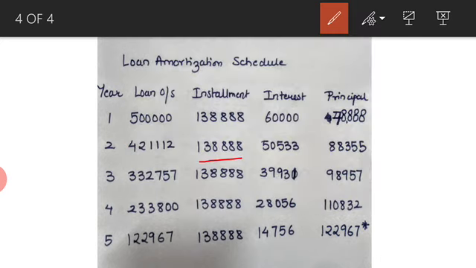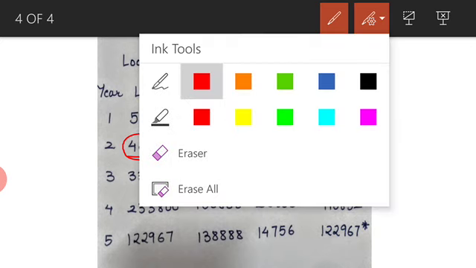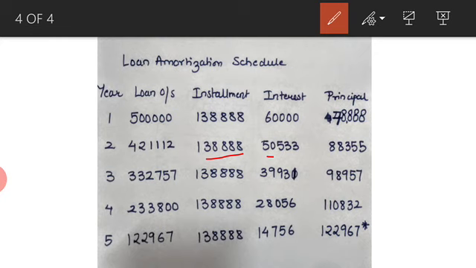Once that is done, then again the installment is already known, which is fixed. Interest. Now interest on what? Interest on the loan which is outstanding. At what rate? At 12%. So 4,21,112 into 12% will give you 50,533 approximately. Okay. Once we calculate interest, then how do we calculate principal? It is installment minus interest will give you the principal amount. So 1,38,888 minus 50,533 is 88,355.